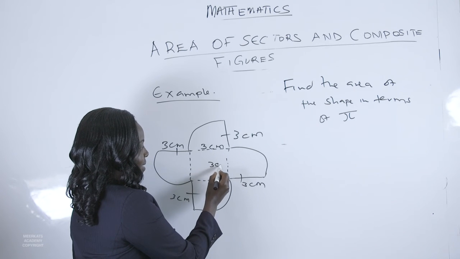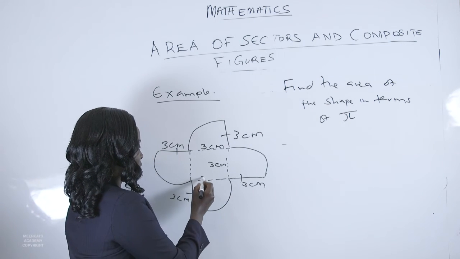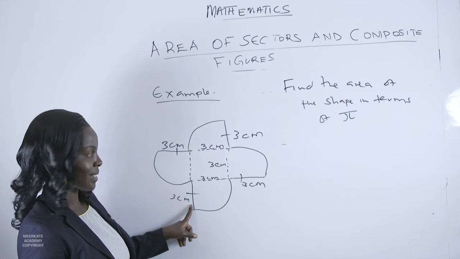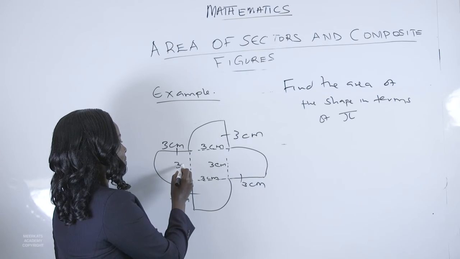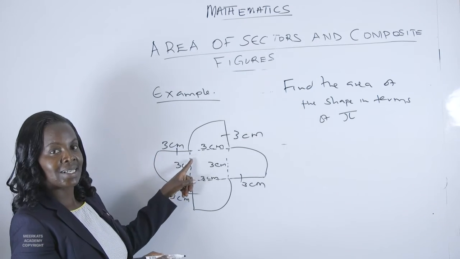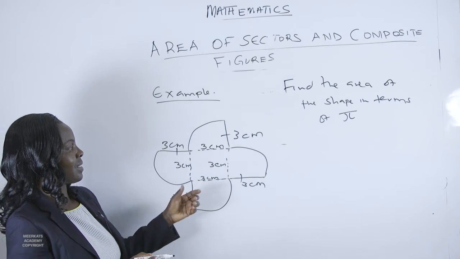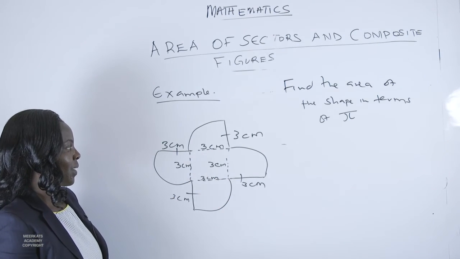This is also a radius, because this is the sector. This will also be 3 centimeters, because this is also the radius of this sector. And this will also be 3 centimeters, because it is a radius of this sector. So then you realize that the figure at the center is a square.